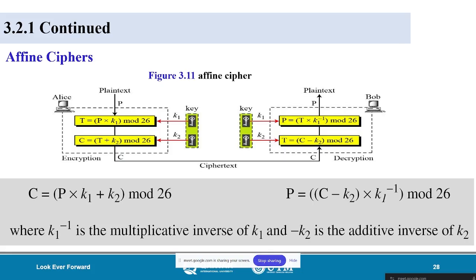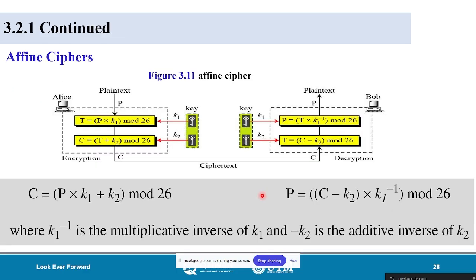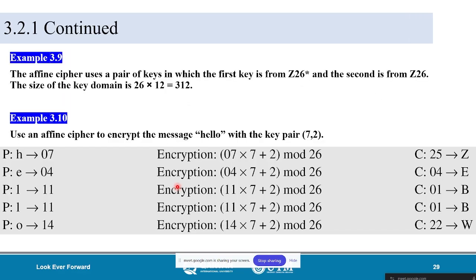The affine cipher uses two keys instead of one key. Here the key is 7. However, in the affine cipher, we will have a pair of keys, or two keys. Now, let's do the same example. However, hello this time would be encrypted using two keys, 7 and 2. You should be aware that hello is 7, 4, 11, 11, 14. This is the position of each letter.